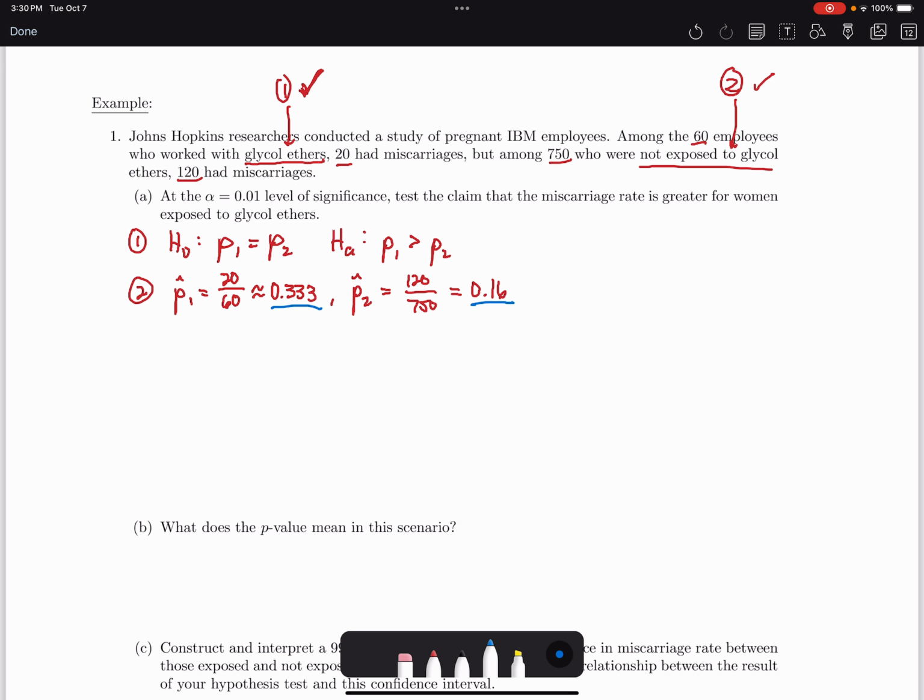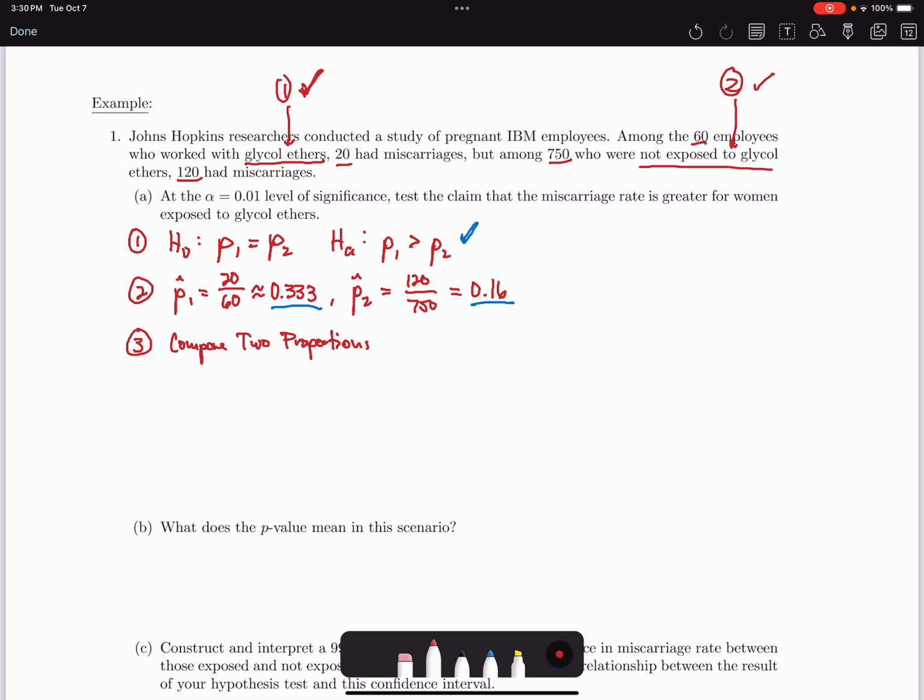So I would say something is happening, right? I would guess that we're going to reject the null hypothesis and end up concluding that yeah, P1 is actually bigger than P2. But there's only one way to know that for sure, and that is to get the p-value. So in step 3, we're going to run the compare two proportions test. Okay, we're going to use the compare two proportions app from Art of Stat.